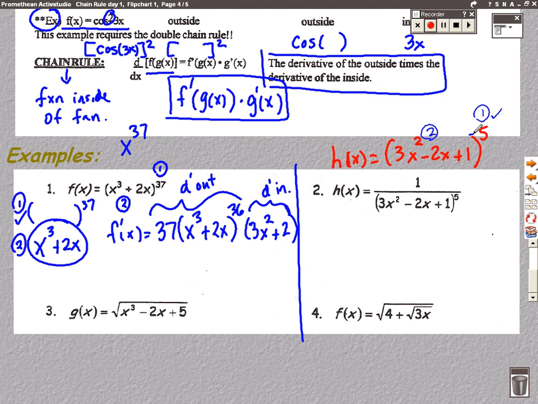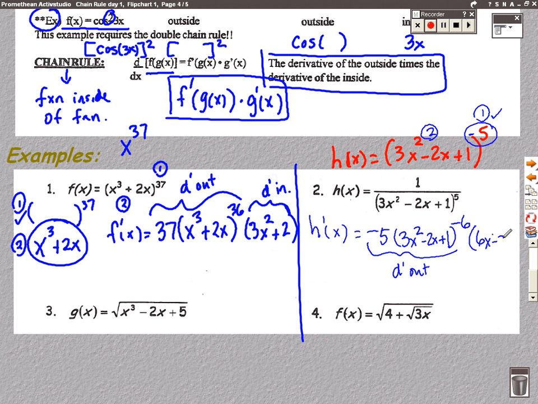Thanks for that correction. Because we brought the power up. So the derivative of this function then would be, use the power rule on the power. Bring it down, we get negative 5 of the quantity and decrease the power to the negative 6. Now, the variable stays the same. The inside function just comes along and we don't really do anything with it. So all of that right there, again, is the derivative of the outside. Then we multiply by the derivative of the inside, and the derivative of this quadratic is 6x minus 2.